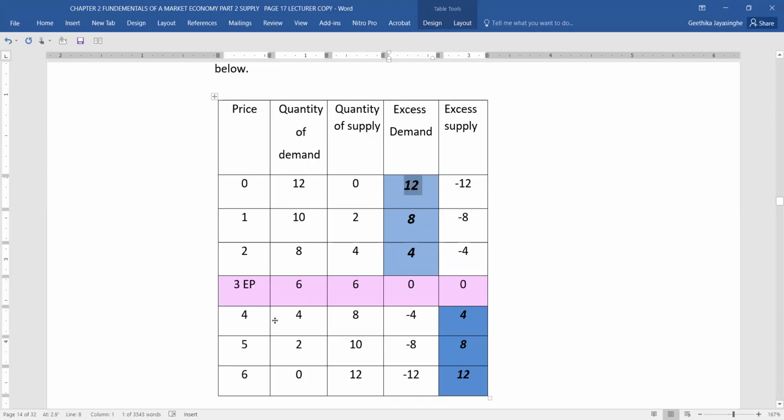So let us talk about above the equilibrium. At a price of 4, your quantity demanded is 4, but supply will be too much, 8. So you get an excess supply of 4. At a price of 5, 10 minus 2, 8 will be my answer. That is excess supply. At a price of 6, my excess supply will be 12. So let us put this information in a graph.